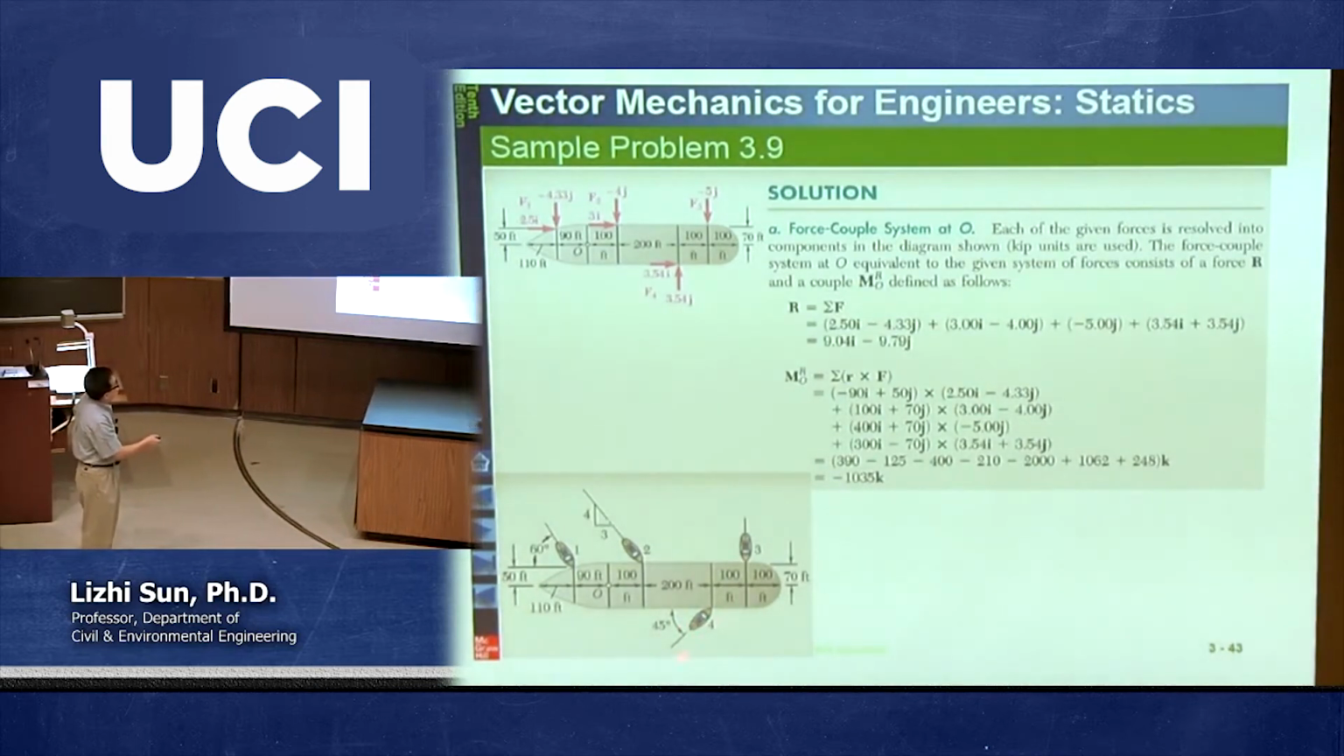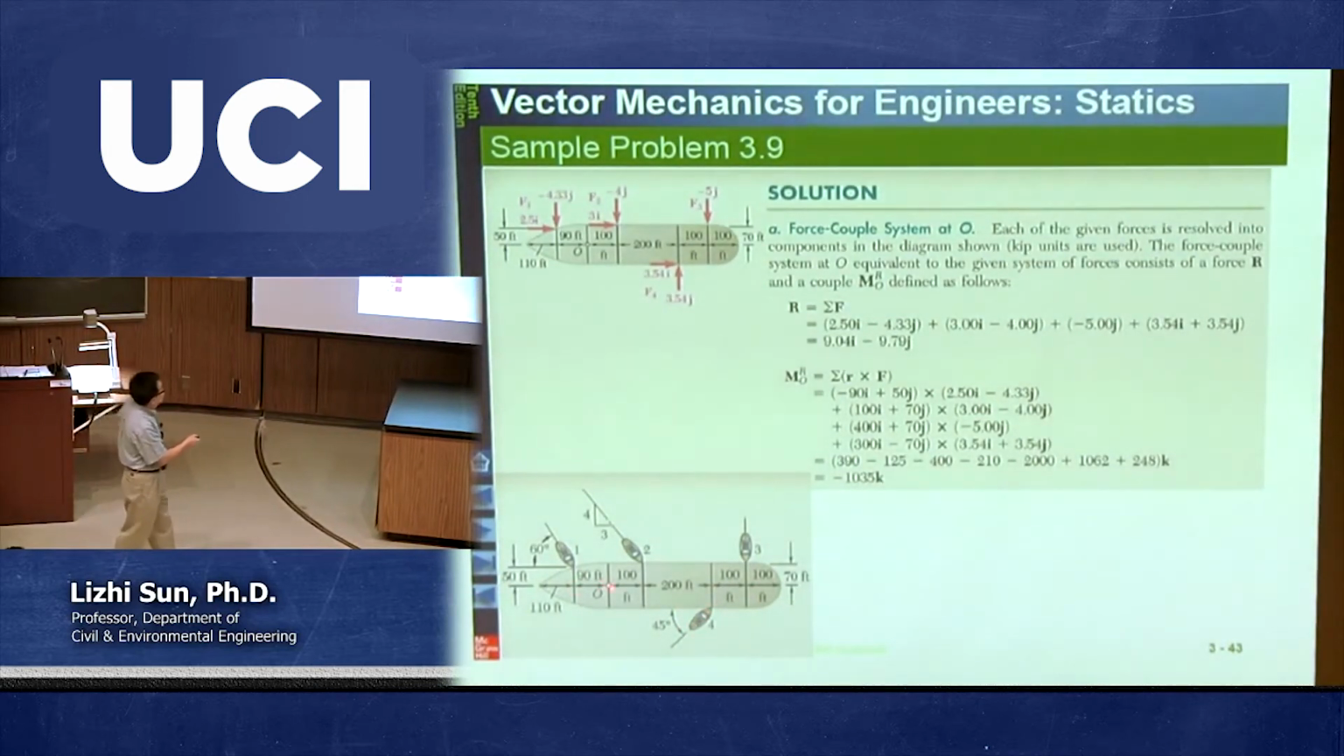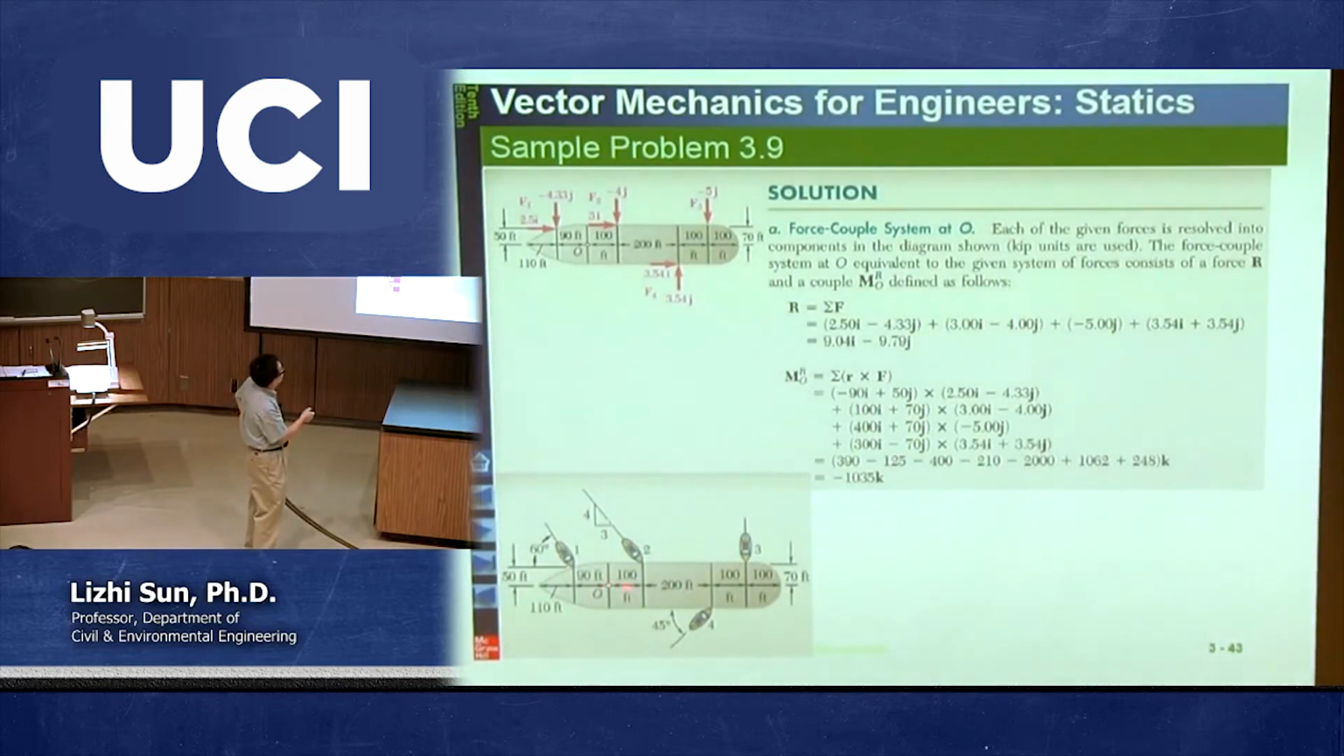Finally, F4. F4 is acting on point 4. So R4 correspondingly would be from 0 to point 4. The x component is 100 plus 200, which is 300. But the y component is going down. It's symmetric, right? So that's negative 70. From here to here, that's 100, 200, total 300. This one is going down, and this is the same, so that's negative 70. So this is R4 cross F4. F4 is here. And then you simply do the math, right?